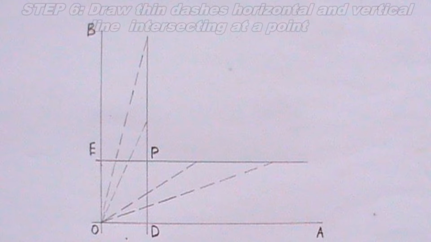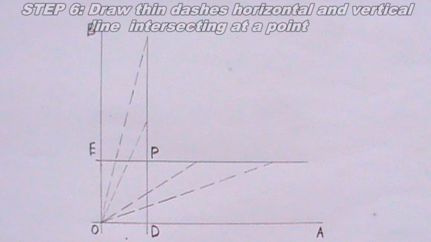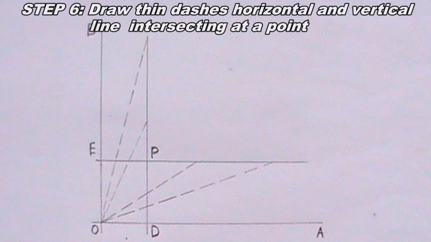Next, I will draw a thin dash line from the point where the first line I drew from point O intersects the vertical line parallel to line OA, and another thin dash line from the point where the line I drew from point O intersects line PE. These two lines should intersect at a point. This step can be done this way.